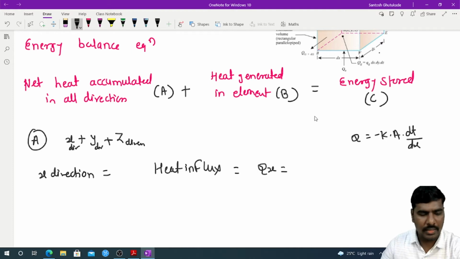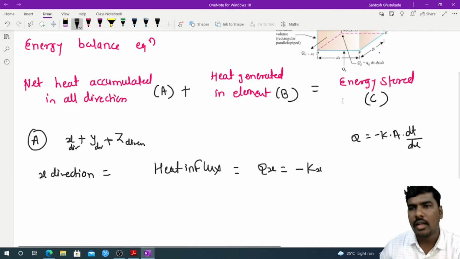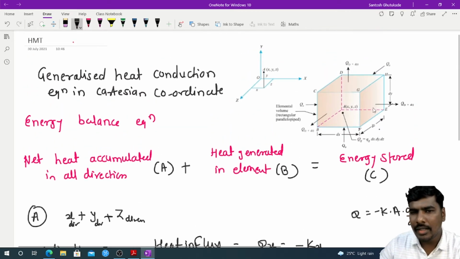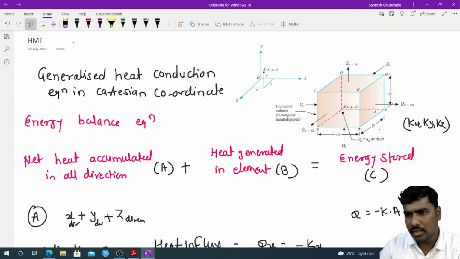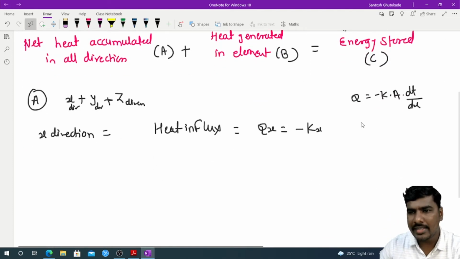So Qx is equal to minus Kx. Here we are considering the thermal conductivity in the x direction, that is Kx, thermal conductivity in the y direction, that is Ky, and thermal conductivity in the z direction, that is Kz. First, we are selecting a different thermal conductivity in each direction. So here Qx is equal to minus Kx.